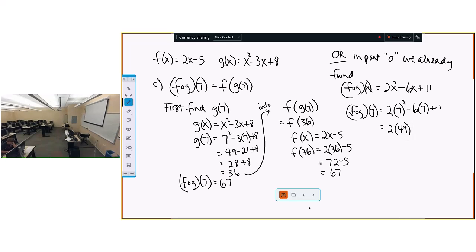Following the order of operations, we would do the exponents first. Minus 42 plus 11. That gives us 98 minus 42 plus 11, which would give us 56 plus 11, which gives us 67. You could get the same either way, but if you've already found f circle g of x, why not use what you just found, right? Okay.